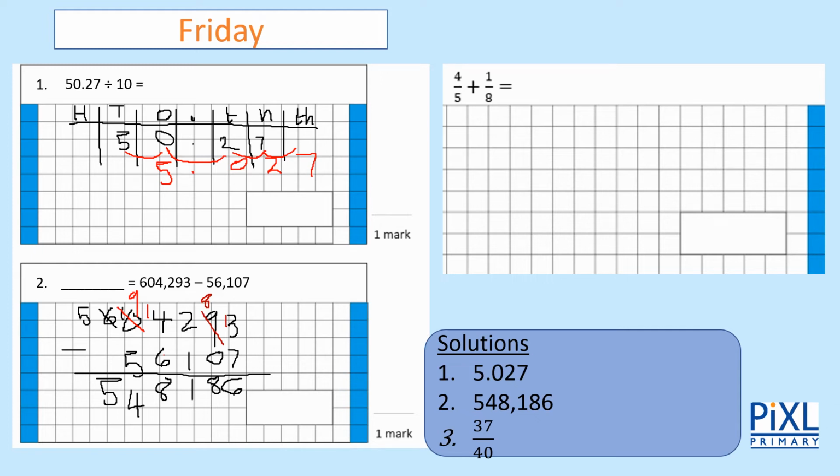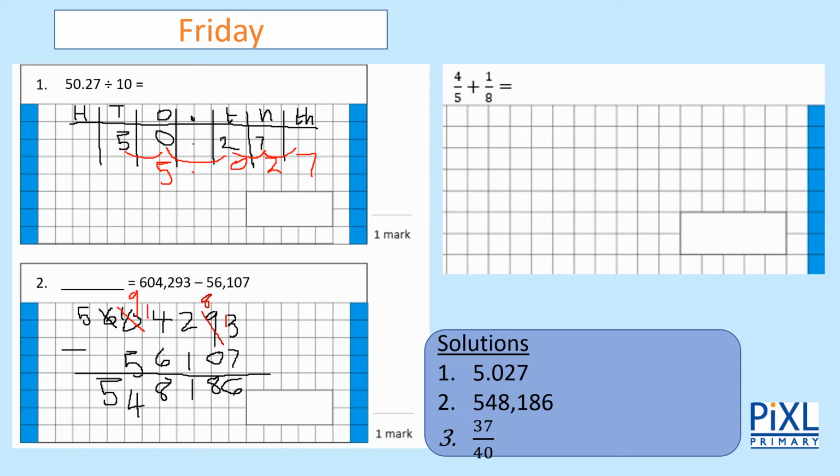And finally, my last question. It's a fraction question. I've got 4/5 and I need to add 1/8 to it. So in order to do this, we need to find a common multiple for a common denominator. A common multiple of 5 and 8. The lowest common multiple preferably.